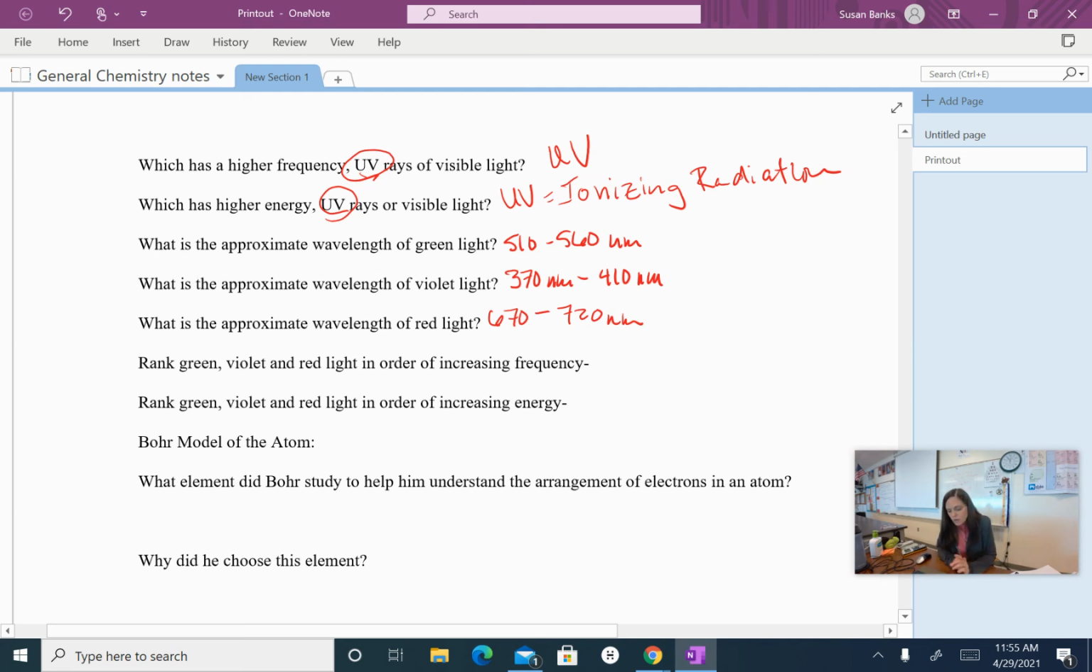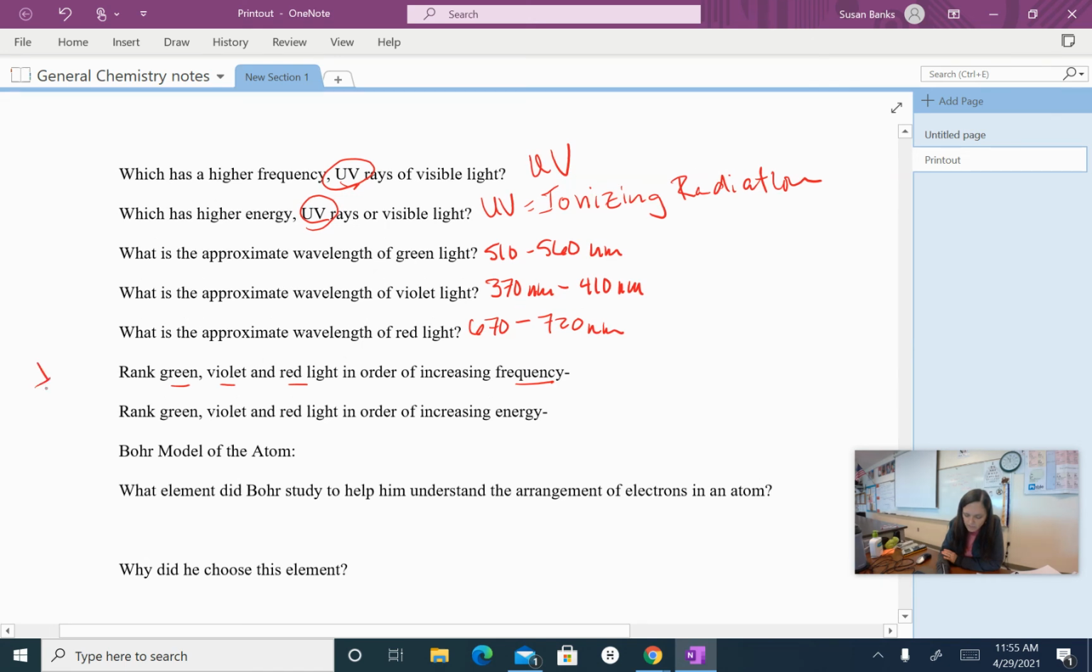Okay, so let's rank green, violet, and red in order of frequency. We wrote down the wavelengths. So remember, frequency is inverse to wavelength. Okay, so as the wavelength is larger, the frequency goes smaller. So if we want increasing frequency, we want the smallest frequency first. So that means the largest wavelength. Which one has the largest wavelength out of green, red, and violet? Red does. So red has the lowest frequency. Then our next biggest is green. Then our highest frequency is violet or purple.